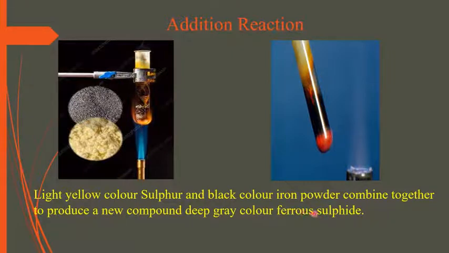color ferrous sulfide. Okay, dear students, you know, when any reaction occurs, the product is completely different from the reactants. Here iron powder and sulfur are black color and light yellow color, but the product iron sulfide, ferrous sulfide, is deep grey color. Its characteristics are completely different from these two reactants. Here iron plus sulfur, the product is ferrous sulfide.